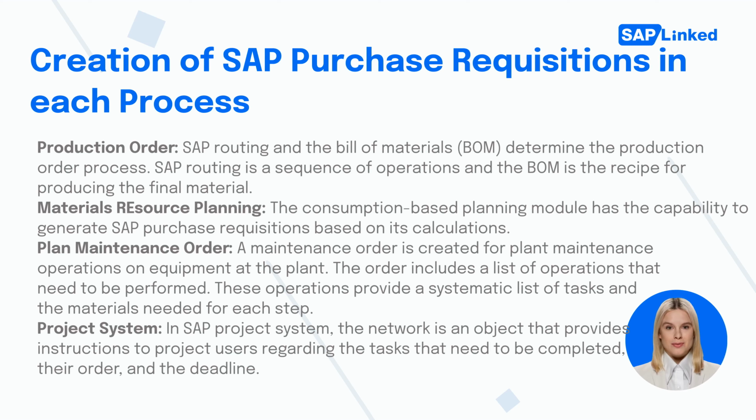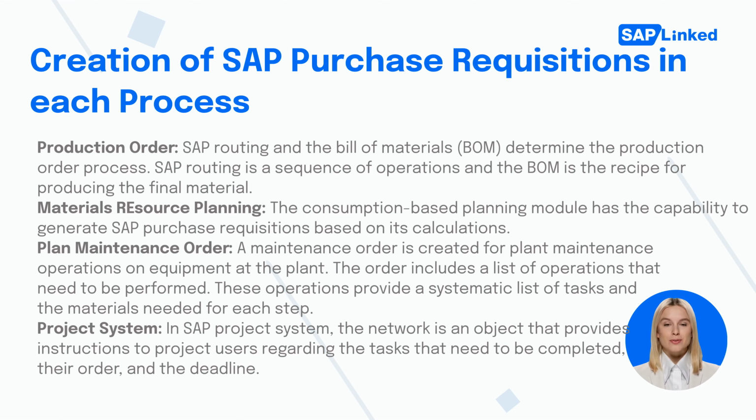Plan Maintenance Order. A maintenance order is created for plant maintenance operations on equipment at the plant. The order includes a list of operations that need to be performed. These operations provide a systematic list of tasks and the materials needed for each step. Sometimes, non-stock materials are required, or an external operation is needed. In both cases, a SAP purchase requisition will be created.